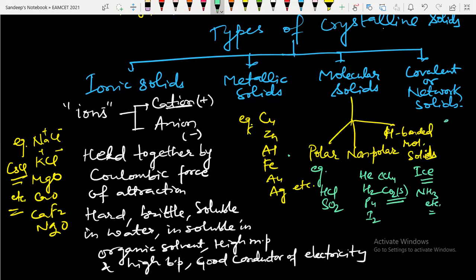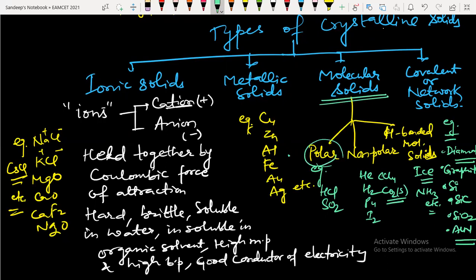In covalent or network solid, they have three-dimensional arrangement like diamond, which is regarded as the hardest known substance naturally occurring. Graphite, which is soft. They are the allotropes of carbon. Silicon, silicon carbide, silica, aluminum nitride. So these are all covalent or network solid with giant structure. Molecular solids, the polar molecular solid have dipole moment not equal to 0, whereas the non-polar have dipole moment equal to 0.